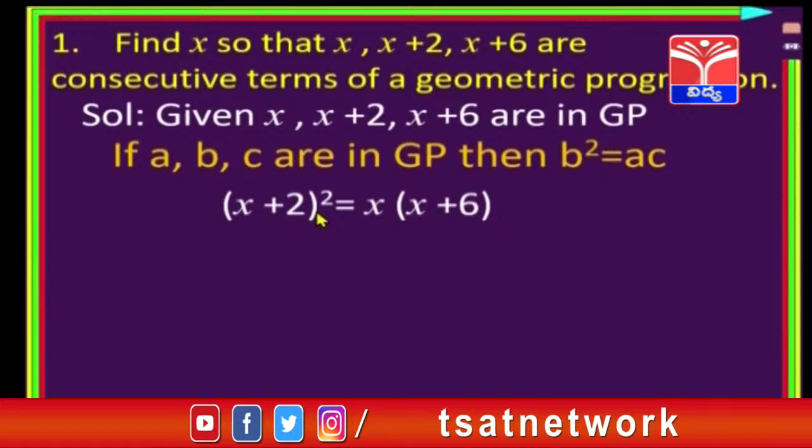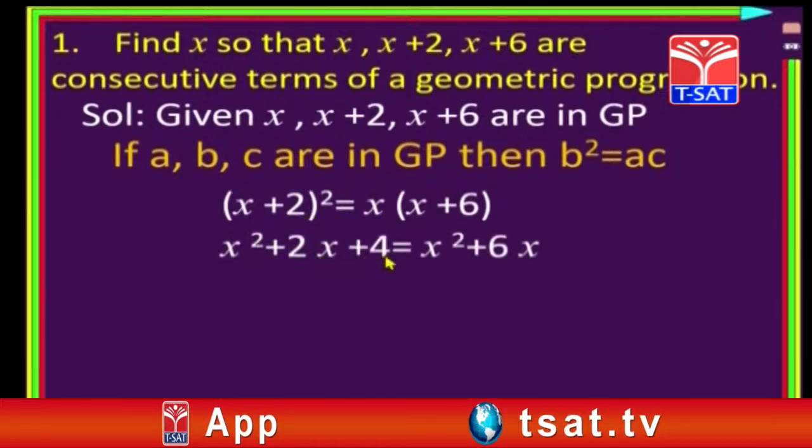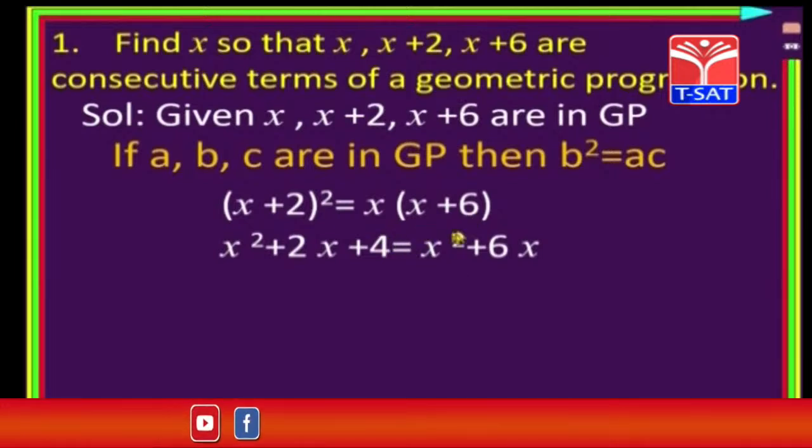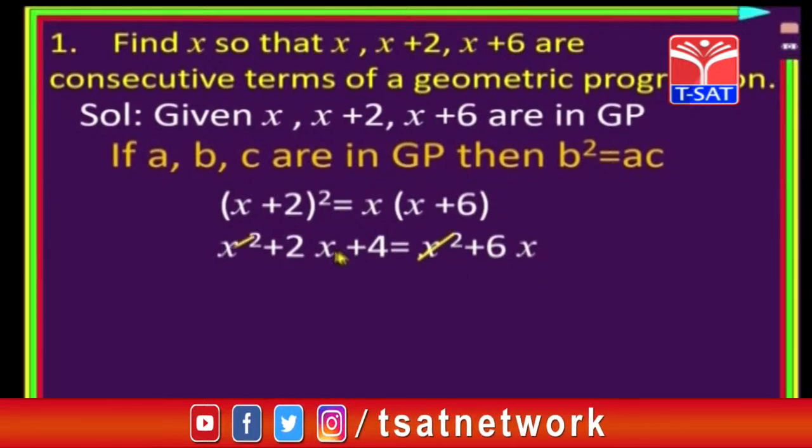That is A square plus 2AB plus B square. By using that formula, we have to expand (x plus 2) whole square, that is x square plus 2x plus 2 square, that is nothing but 4, which is equal to x square plus x into 6 is 6x. Okay, here x square gets cancelled, and rearrange the terms.